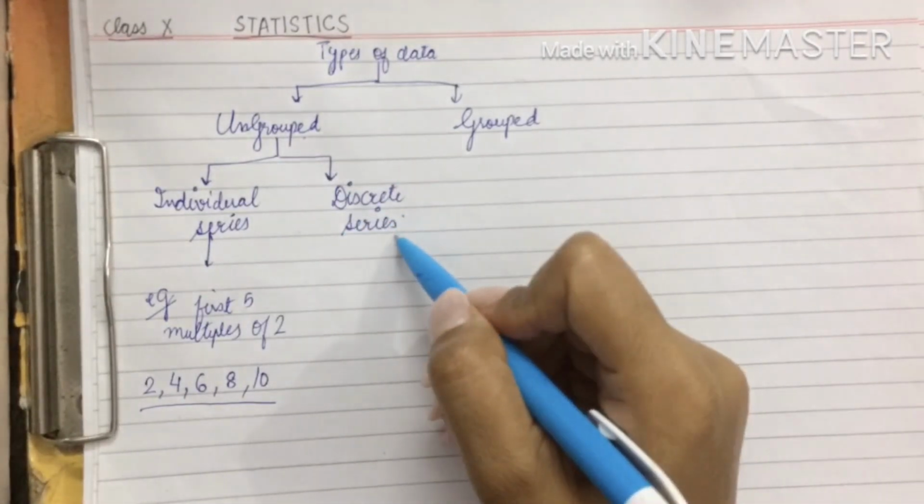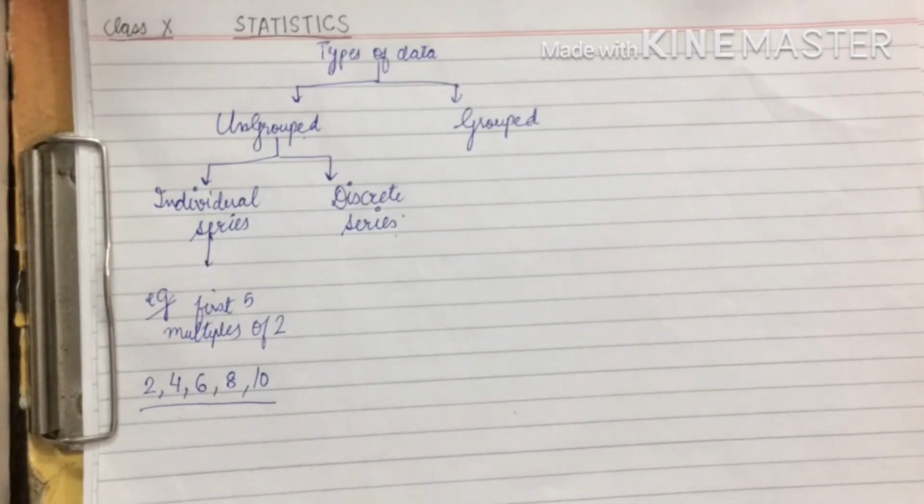Then you have discrete series. Discrete series is one in which one or more than one observations may repeat. One such example could be if you write down the weights of the students of your class. There is a possibility then that one or more than one values repeat. So in that case, the observation will have a frequency. Frequency means the number of times the observation appears in the data.